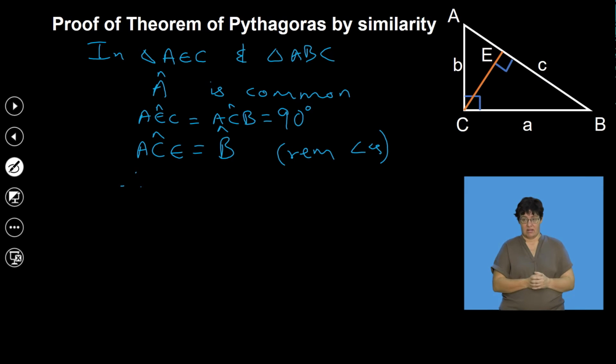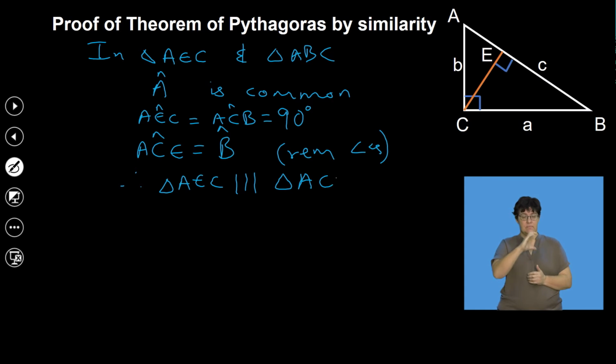Therefore, you can claim that the triangle AEC is similar to triangle ACB. So A is A, right? It goes with the other angle at A, and then CB like this, right? And my reason here will be equiangular.